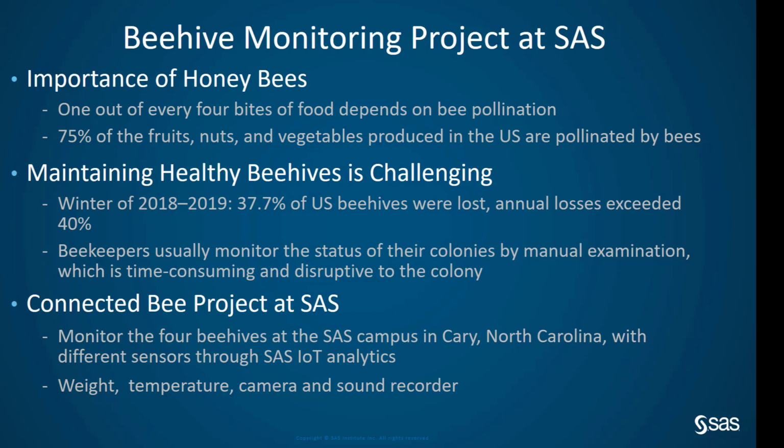We all know the importance of honeybees. Our food depends on bee pollination. But maintaining healthy beehives is actually a very challenging job. It is reported that during the winter of 2018 to 2019, 37% of US beehives were lost. The annual losses exceeded 40%.